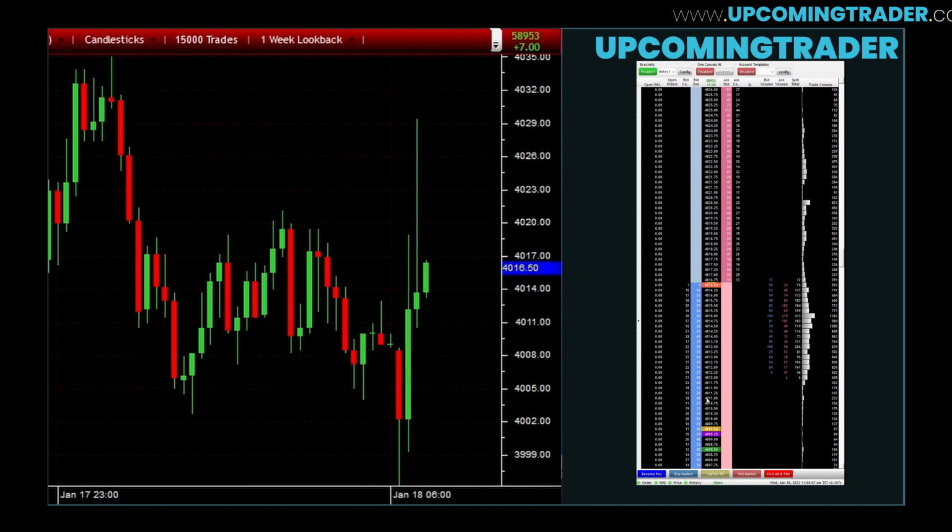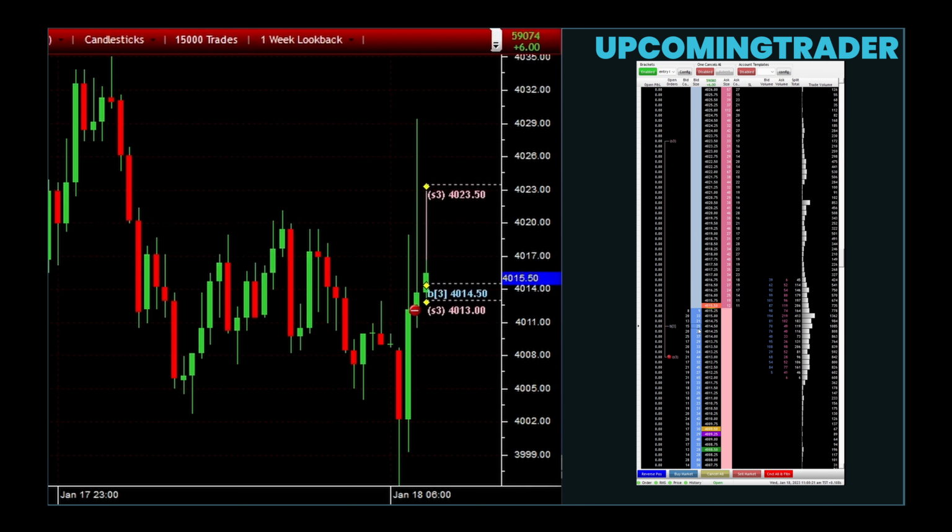Another important area is what we call the value area. The value area is the range where 70% of the trading volume took place. This is essential to watch because prices tend to move towards this area, and it can give you a better sense of where the price might be headed next.